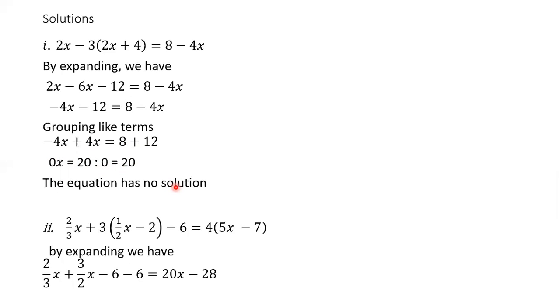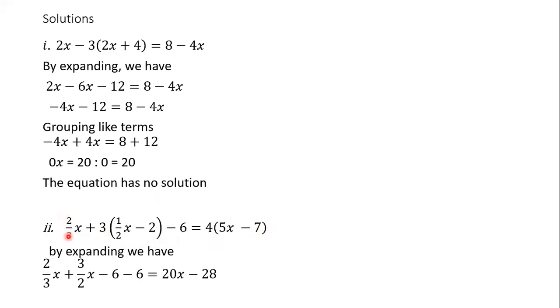For the second one, we are having fractions and brackets. So we can choose to expand first to get rid of the brackets, and later multiply by the LCM. Or we can multiply by the LCM first, and later expand. Any step that you want to follow, you can take any one first. Either you expand first, or you multiply by the LCM. But for this one, I expanded first. So let's see how I did that.